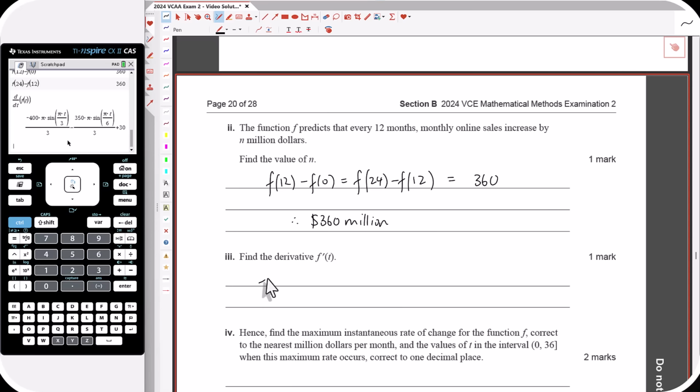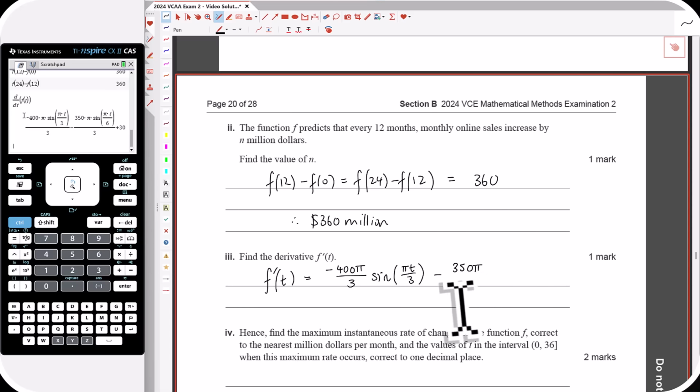Okay, so f dash of t. The CAS always writes those big ugly fractions. You've got fractions in the sine and cos functions, and then the whole thing in a big fraction. Just write that fraction. It's just negative 400 pi on 3. Let's not put the sign in the fraction. And then it's sine of pi t on 3. Just a bit less unwieldy to write down.